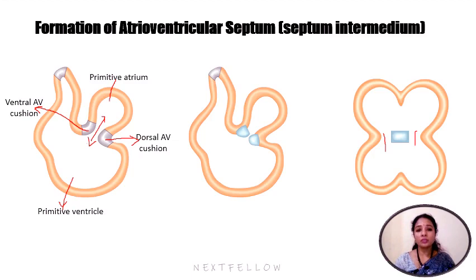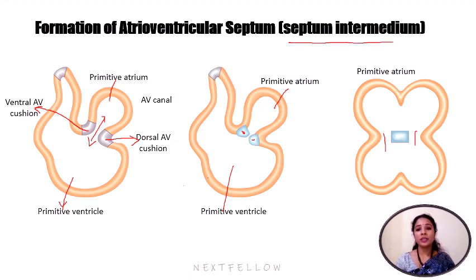So we can see these cushions start growing in this image. This is the primitive atrium, here is the primitive ventricle, and we can see the AV cushions approaching each other, growing towards each other and fusing together to form the AV septum or atrioventricular septum, which is otherwise called septum intermedium. So this divides the AV canal.